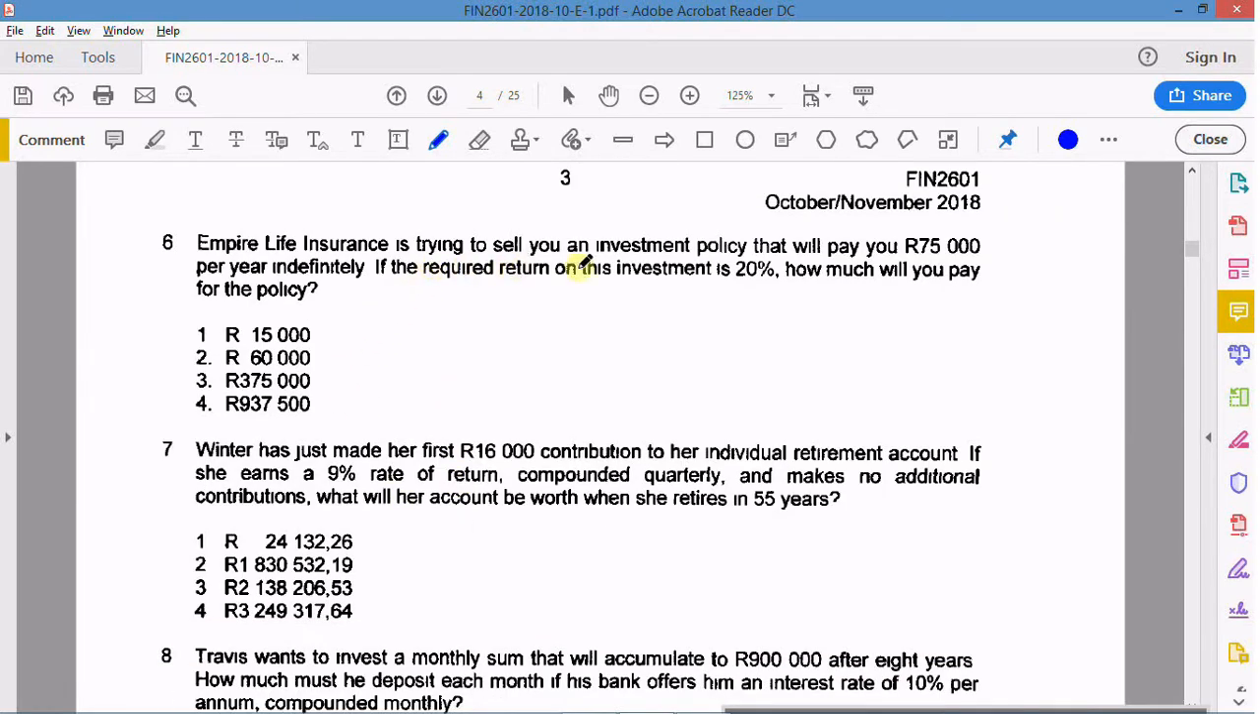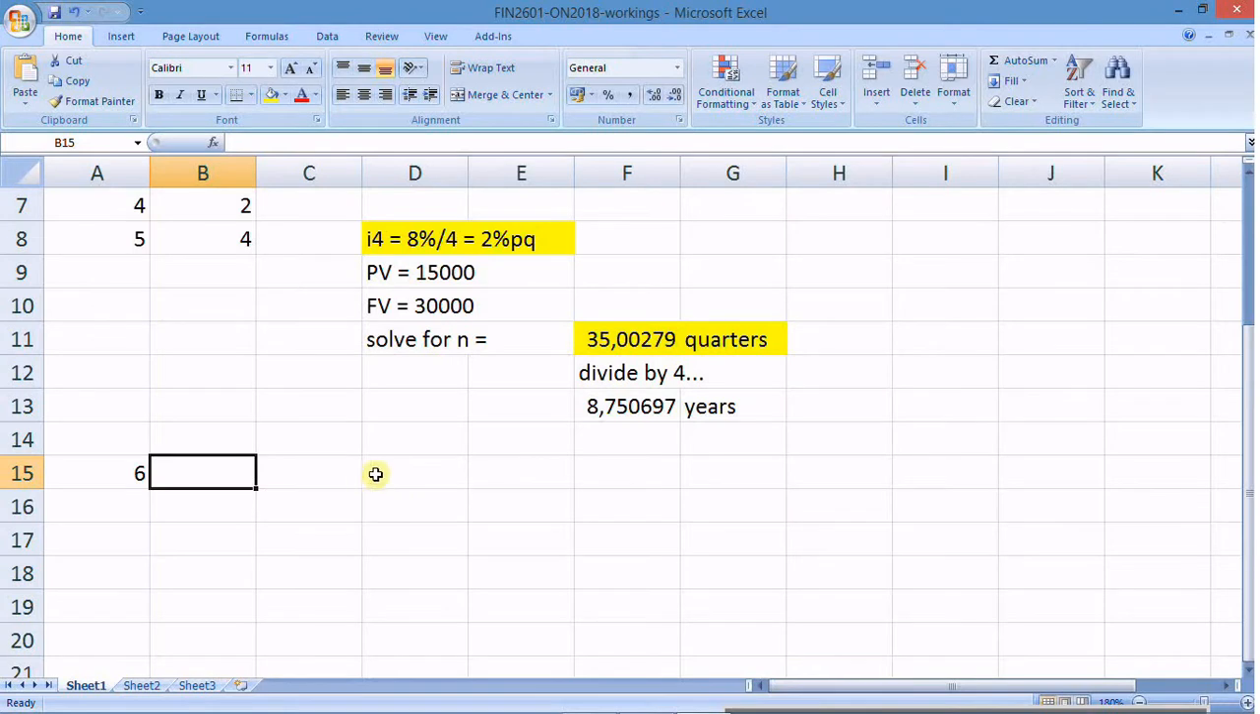Empire is trying to sell you an investment policy that'll pay you $75,000 per year indefinitely. When you see the word indefinitely, it's a perpetuity. It means it doesn't end. So PV equals the payment, PMT, over the I. It's Gordon growth without growth, because it's forever. So perpetuity PV equals PMT divided by I. That's the formula for a perpetuity.